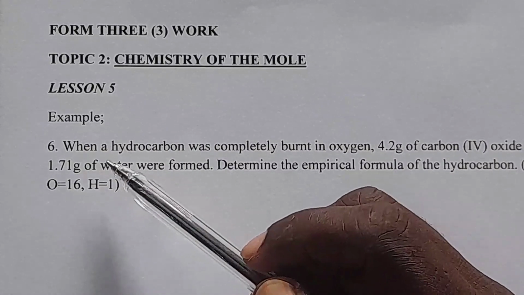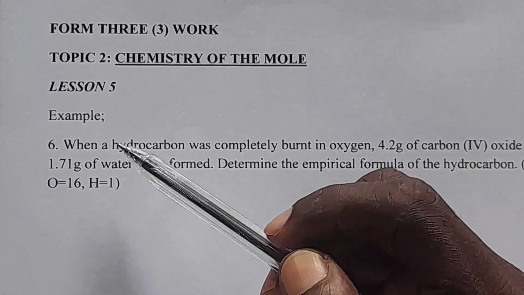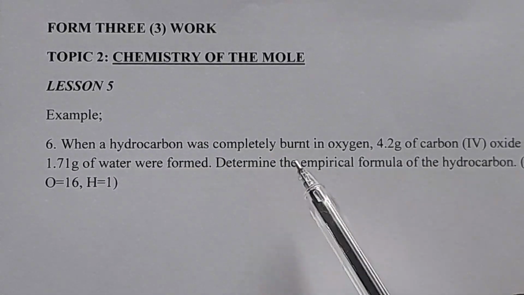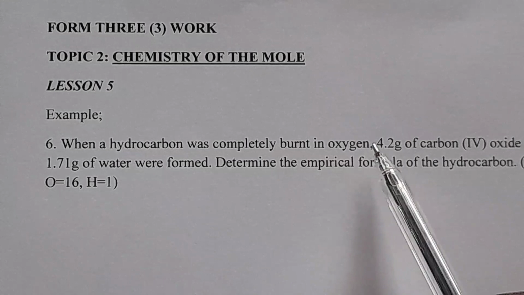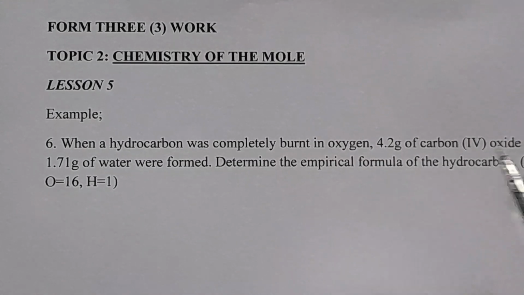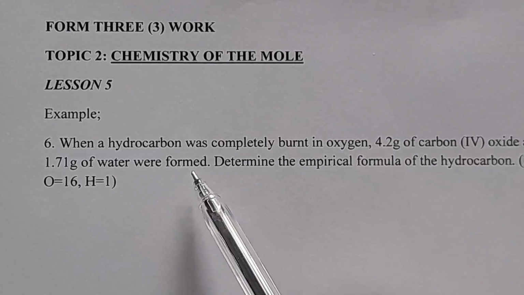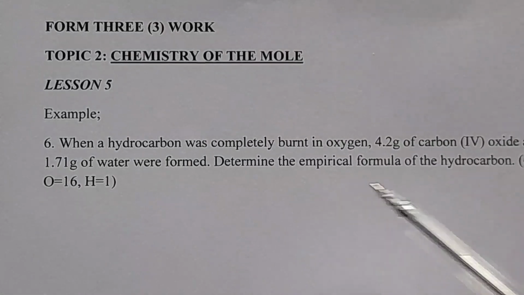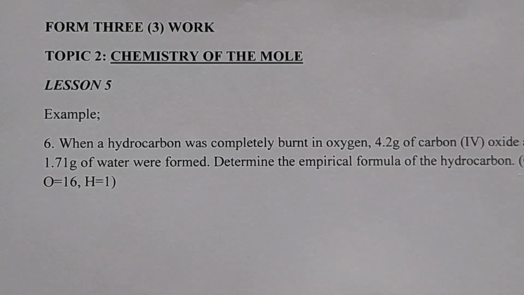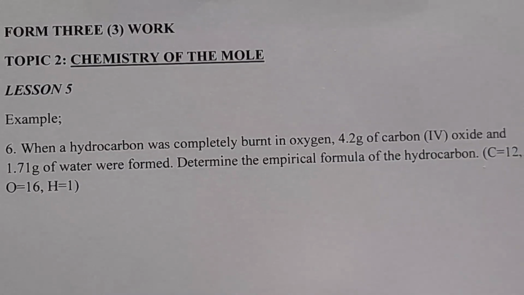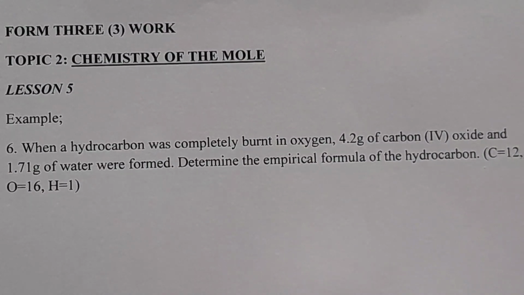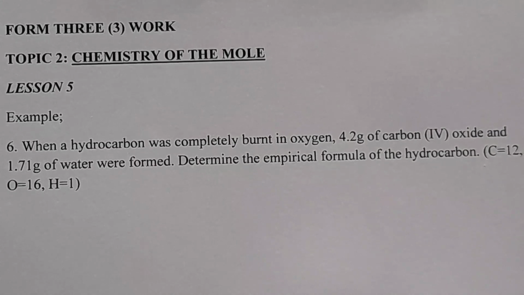Number 6 today, the question reads like this. When a hydrocarbon was completely burned in oxygen, 4.2 grams of carbon dioxide and 1.71 grams of water were formed. Determine the empirical formula of the hydrocarbon. We are given carbon is equal to 12, oxygen is equal to 16, and hydrogen is equal to 1.